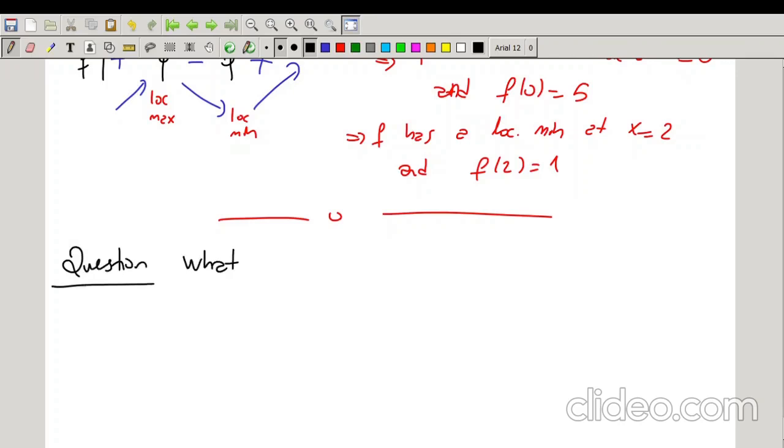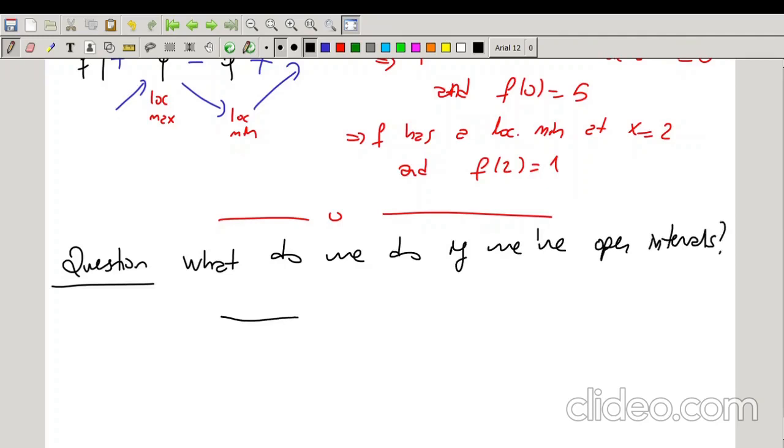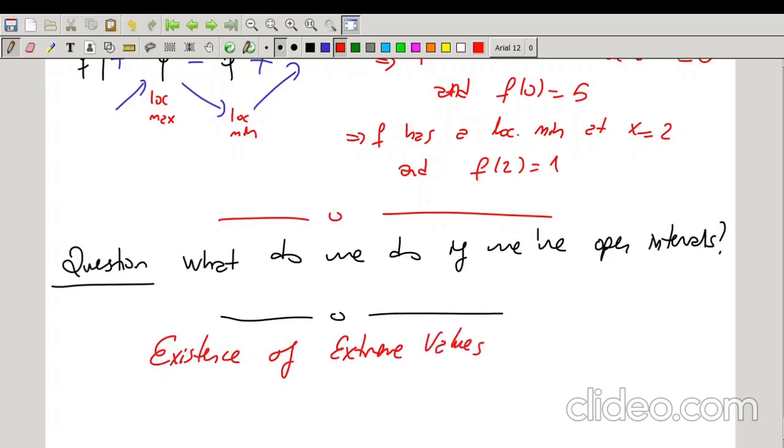We have a question. What do we do if we have open intervals? We did our extreme value theorem whenever we have a closed interval. In the following statement, we will see how we can deal with this type of problem whenever we have open intervals. Let's say existence of extreme values on open intervals. This is a subsection.